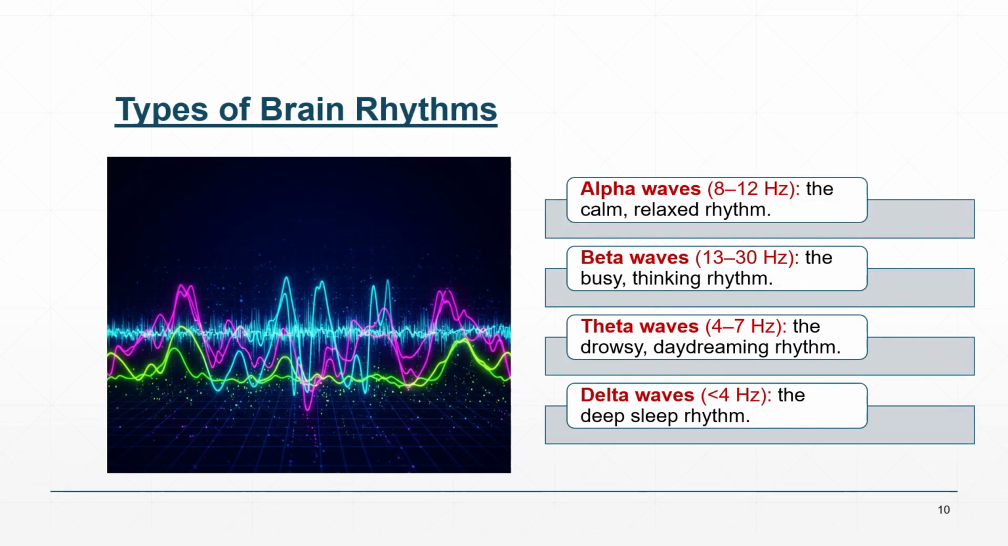EEG waveforms are grouped by frequency. Alpha waves, 8 to 12 Hz, the calm, relaxed rhythm. Beta waves, 13 to 30 Hz, the busy, thinking rhythm. Theta waves, 4 to 7 Hz, the drowsy, daydreaming rhythm. Delta waves, less than 4 Hz, the deep sleep rhythm.